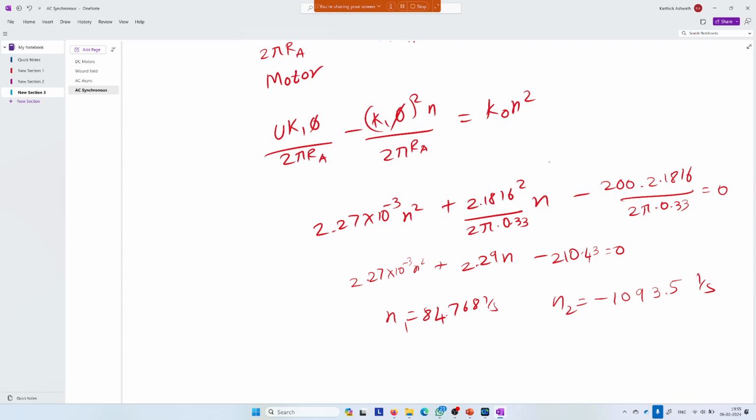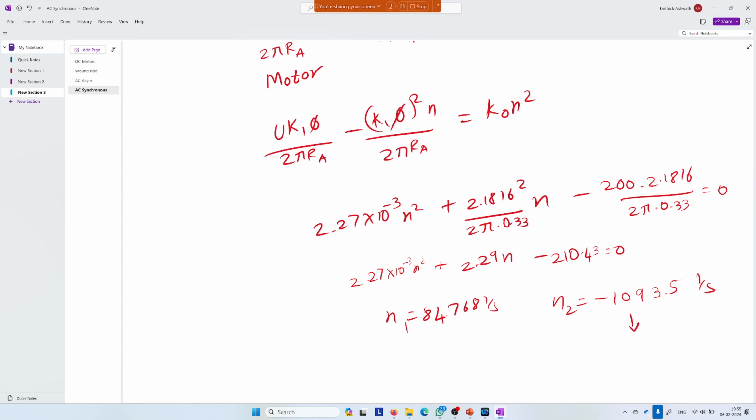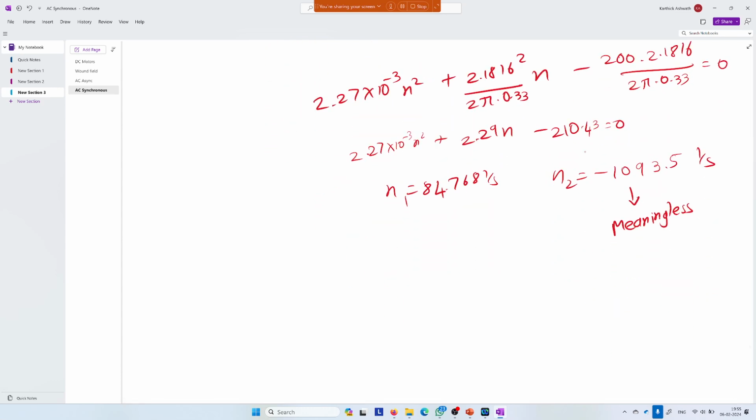So the RPM can definitely not be negative. It's not something we are expecting. So this is just some numerical answer we are getting. So that's not correct. It's meaningless. It's like having negative time kind of. So this is our actual RPM, I mean the actual rotational speed. Here it's in terms of seconds. So n in RPM would be 5086.12.